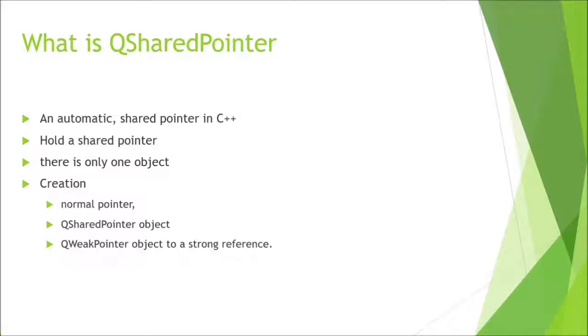But the contents of the object pointed to should not be considered shared. There is only one object. It doesn't provide a way to detach or make copies of the pointed object, and it will delete the pointer when it goes out of scope. A QSharedPointer object can be created from a normal pointer or another QSharedPointer object, or by promoting a QWeakPointer object to a strong reference. We'll see the examples later in the video.